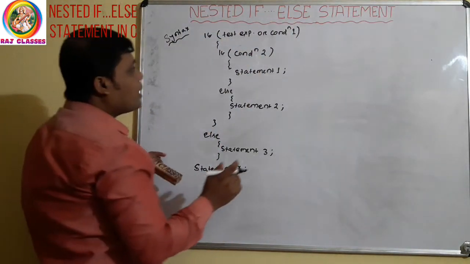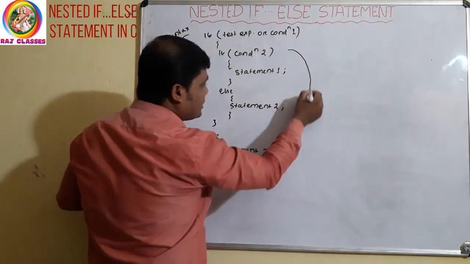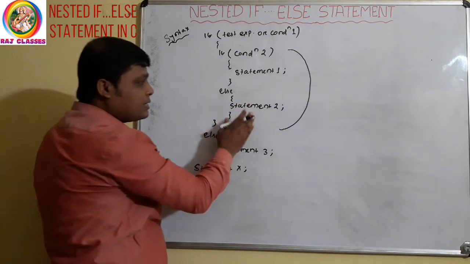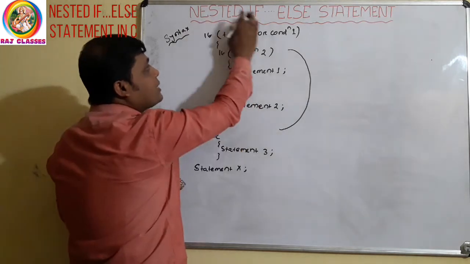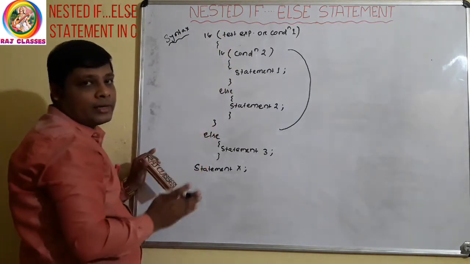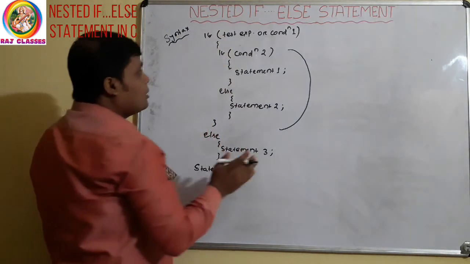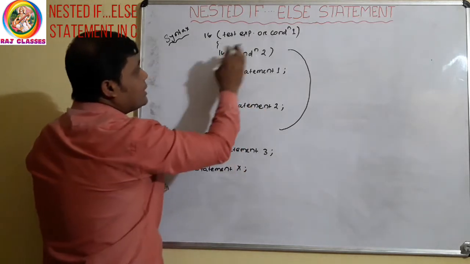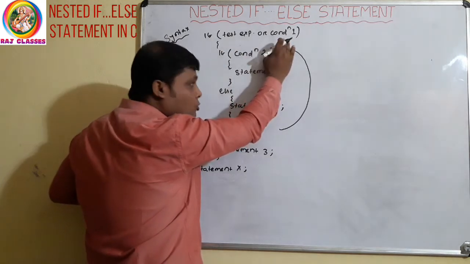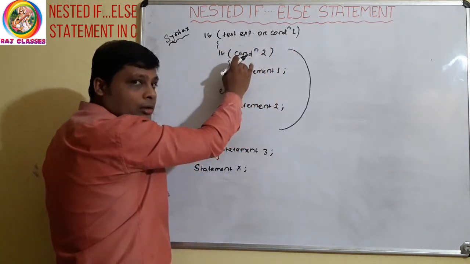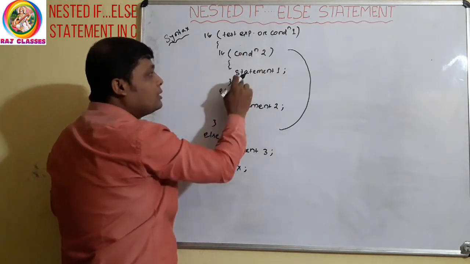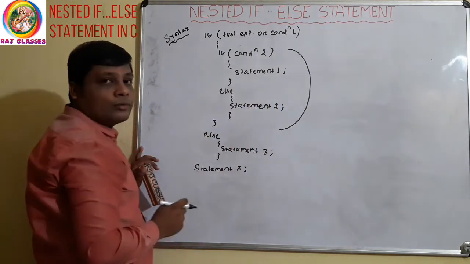This is the syntax of nested if else. Here you can see one if else is present inside another if. When this situation arises, this is called nested if else. Nested means one if else present in another if else. So in this case, if condition 1 is true, it will go inside this block. Then there is another condition. If the second condition is true, then statement 1 will execute.